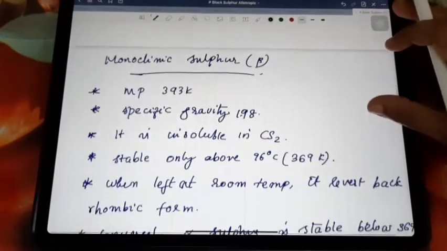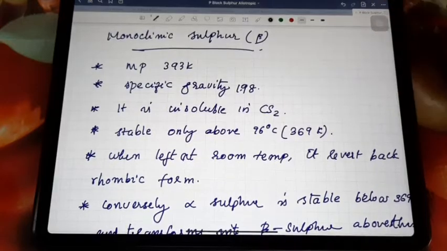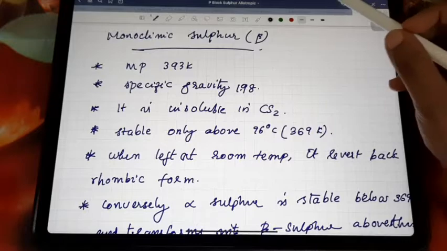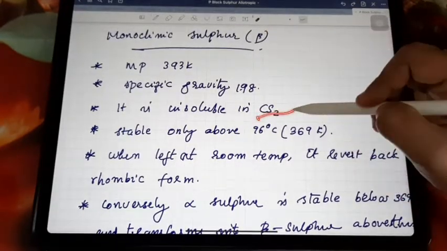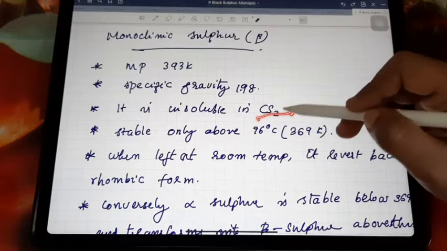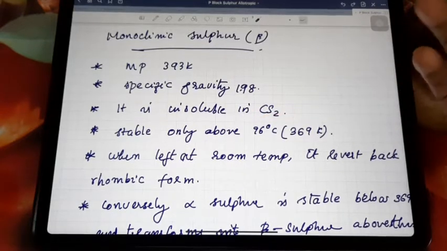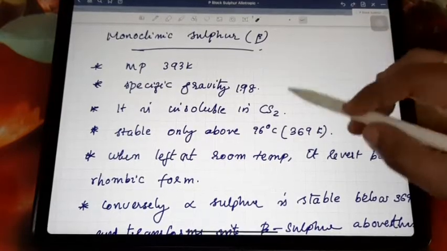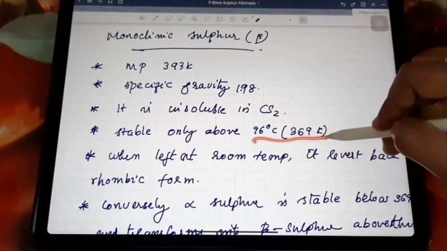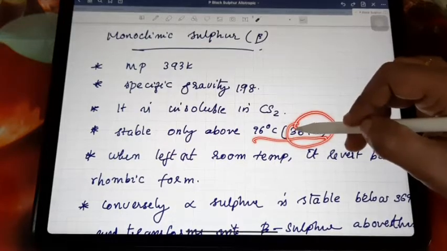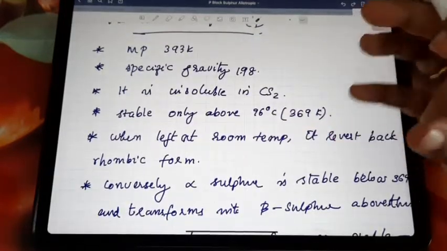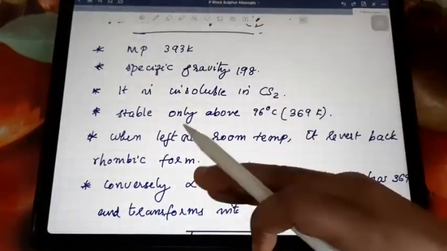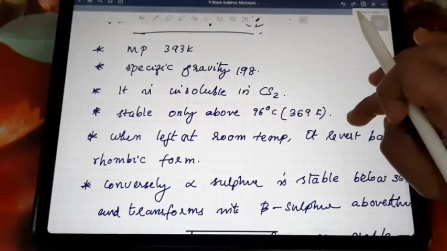Next we can discuss monoclinic sulfur. Its melting point is 393 Kelvin. Specific gravity is 1.98. And it is insoluble in CS2. Rhombic sulfur is soluble in CS2, but monoclinic is insoluble. So from that itself you can understand that the physical properties are different. Then it is stable only above 96 degrees, that means 369 Kelvin. When we keep this monoclinic sulfur at room temperature, in our atmosphere, it slowly converts back to rhombic sulfur.